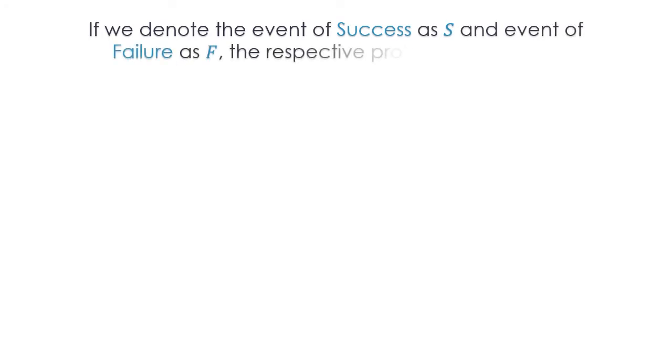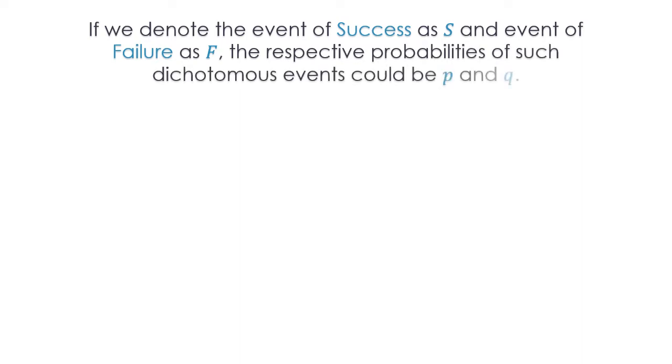And if we denote the event of success as capital S and the event of failure as capital F, then, because these are random experiments, the probabilities of these events can be denoted as P for success and Q for failure. So the probability of success will be P and the probability of failure will be Q. So probability of S is P and probability of F is Q. It also means, because these are probabilities, P is more than 0 but less than 1, Q is also more than 0 but less than 1.